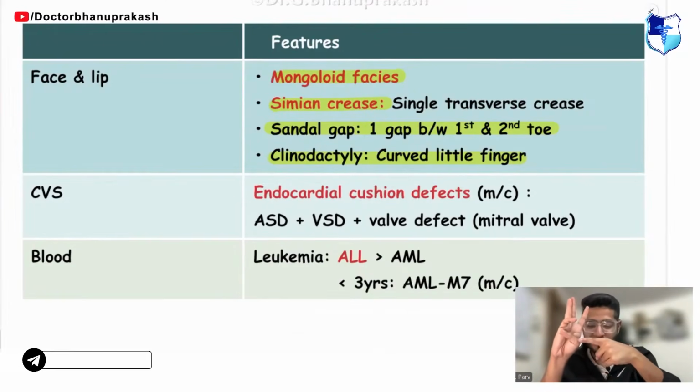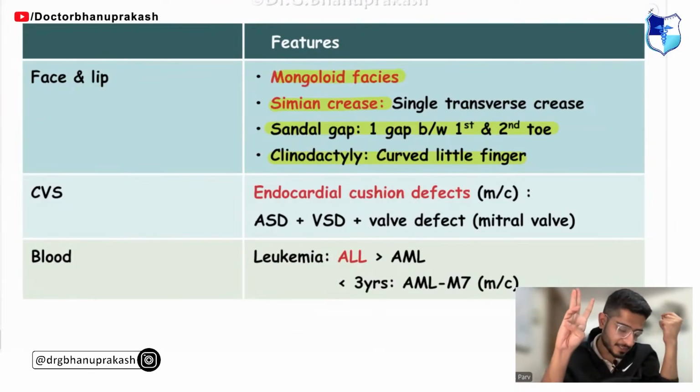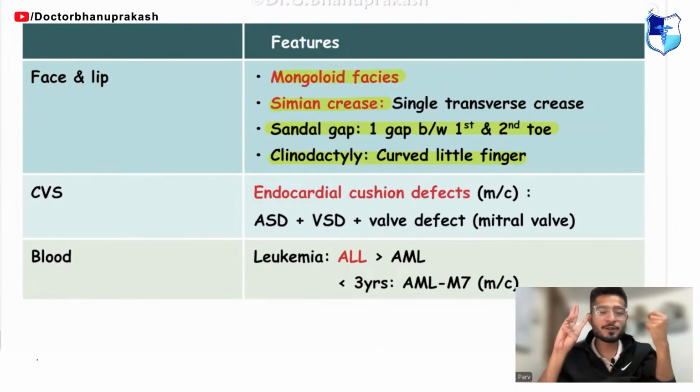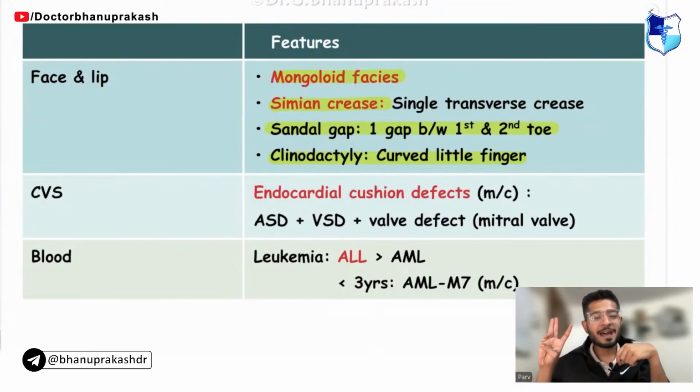What is this showing? This is going to show you a single transverse crease. So you can just take a screenshot of me posing like this, and later on tag me on Instagram. I'm posing like this.